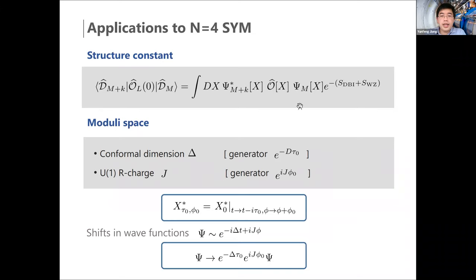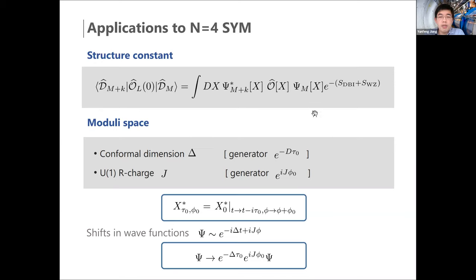Okay, now with that, we are ready to consider the structure constant that we are interested in. We consider two giant gravitons with slightly different charges. Then we write it in the path integral form. Now this psi star and psi are just wave functions corresponding to the giant gravitons. And then we have this action which describes the D-brane. It's a sum of the DBI action and the Wess-Zumino term.